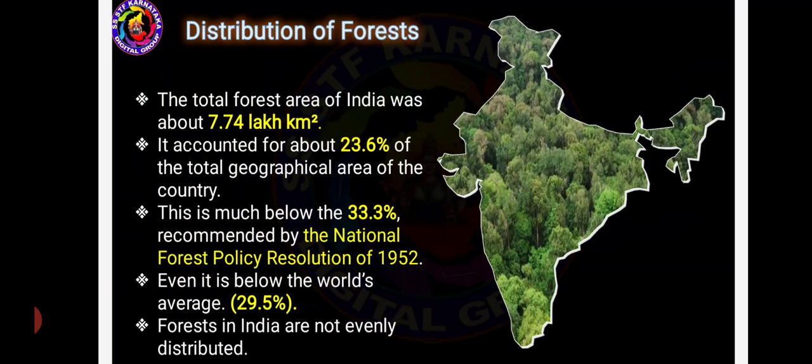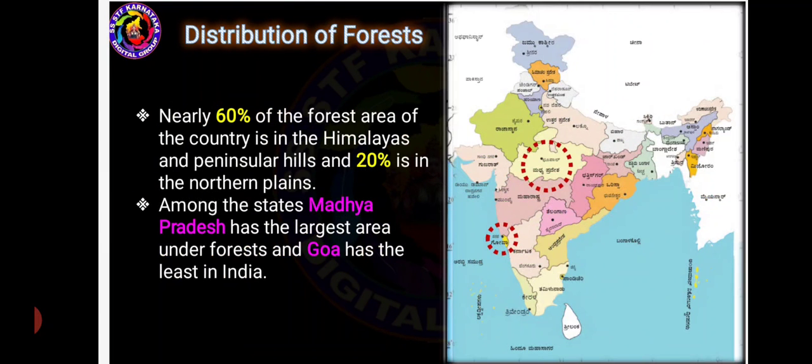Forests in India are not evenly or equally distributed. 60% of the forest in the Himalayas and the Peninsular Hills can be found, and only 20% is in the northern plains, and another 20% is spread over all other places. Madhya Pradesh has the largest forest area in India, and Goa has the least.